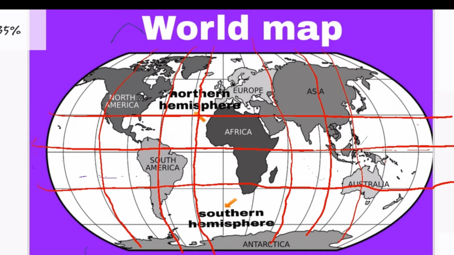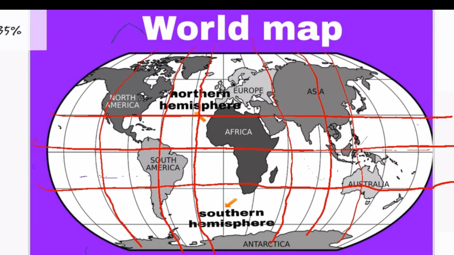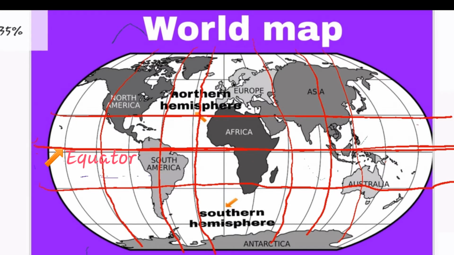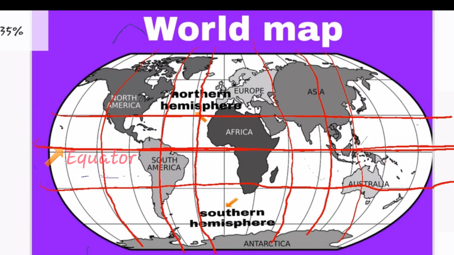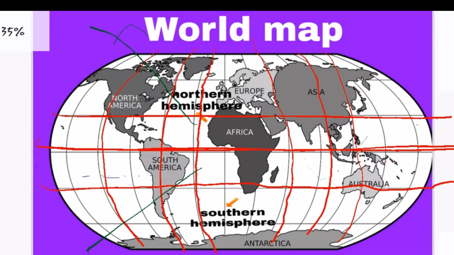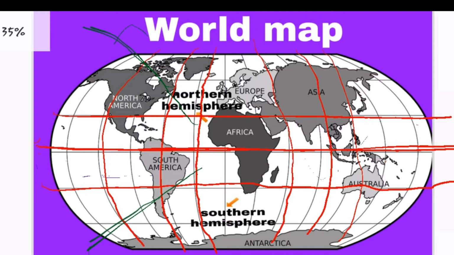Okay. And here this is the equator, which runs through the middle of the earth. This equator divides the globe into two equal parts. One is a north part and one is a south part. Here this north part is called the northern hemisphere. The south part is called the southern hemisphere.